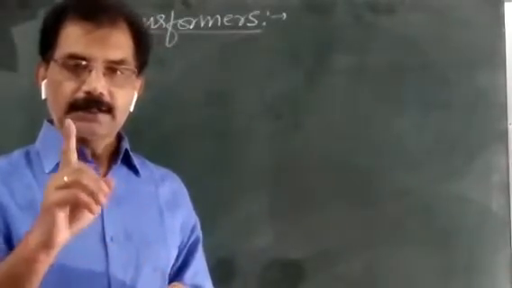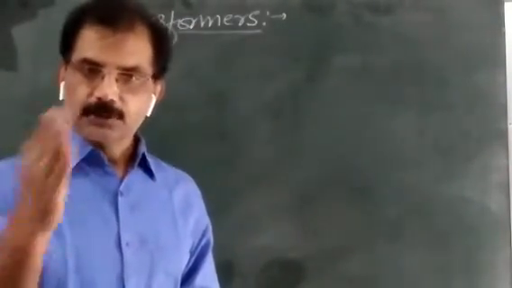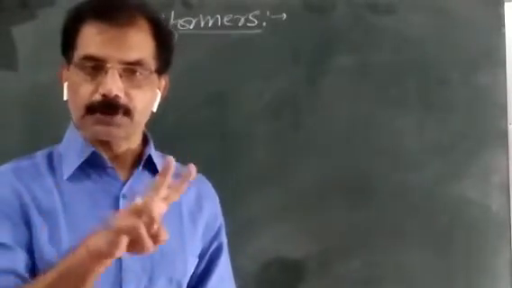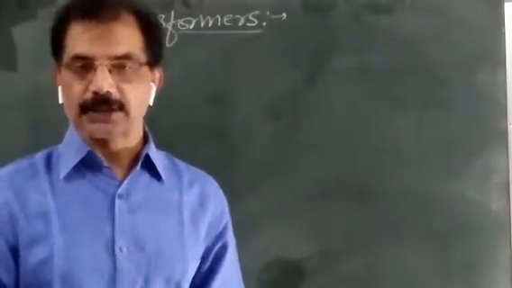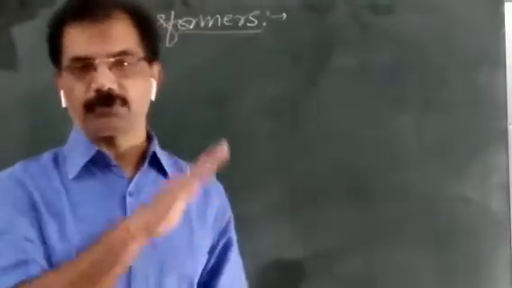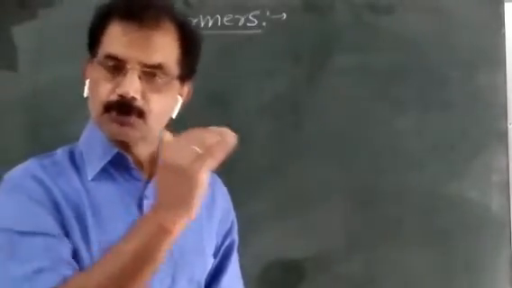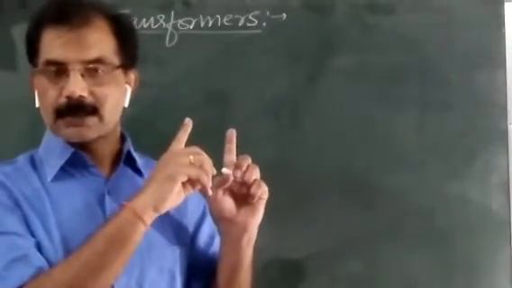First thing, a transformer works with AC, and it is always used to convert low voltage of high current to high voltage of low current. In this way, there are two types of transformer. The first one is called the step-up transformer and the second one is called the step-down transformer. Since it works on the principle of mutual induction, I have already taught you this in the chapter on electromagnetic induction.